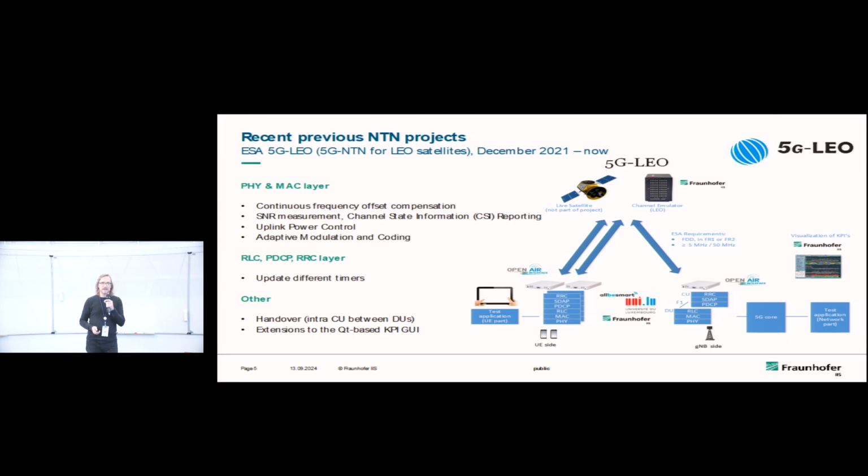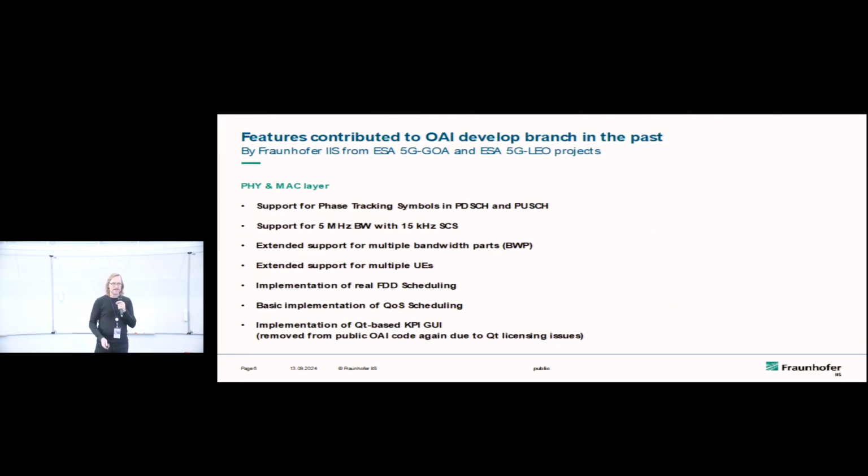Yes, now I will come to the slide on what we actually merged during the project. During the project, we said we will merge back everything that is necessary for NTN, but not limited to NTN. Basically, all these features that you see here were things that we needed for our demonstrations, like PTRS, the phase tracking reference signals in PDSCH and PUSCH. The support for 5 megahertz and 15 kilohertz subcarrier spacing.